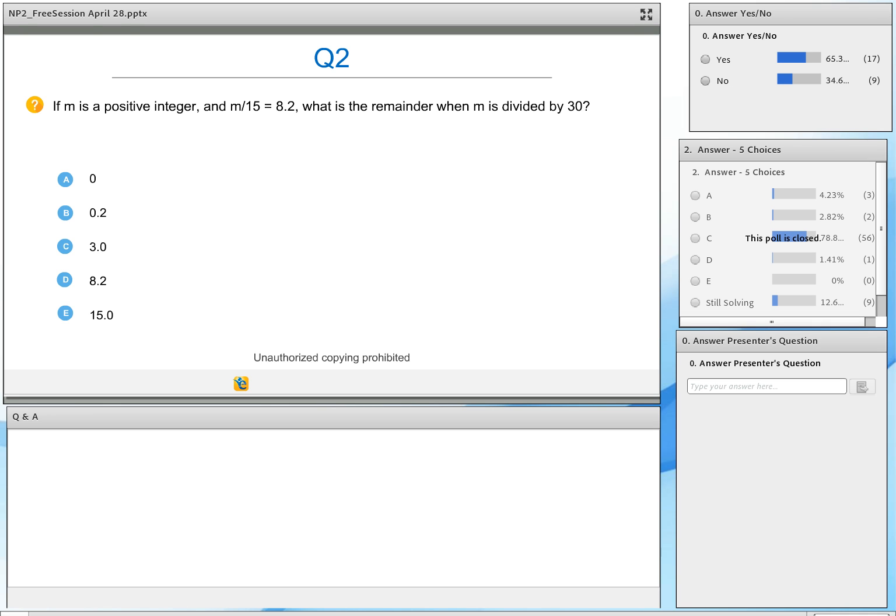So choice C is the correct answer, which about 79% of the class got. Now, how many of you applied the method that I've taught earlier for the previous questions? Good.